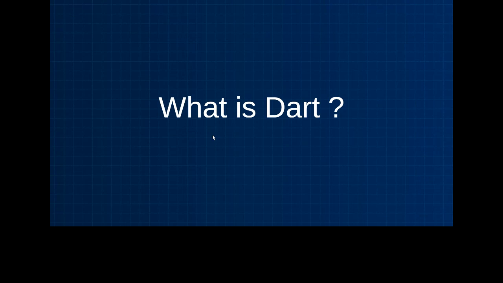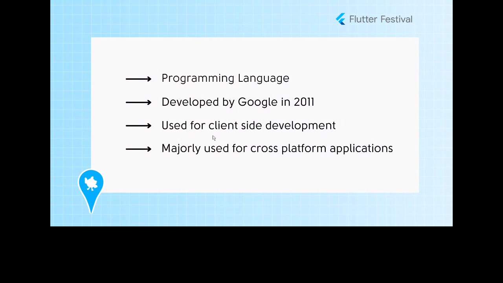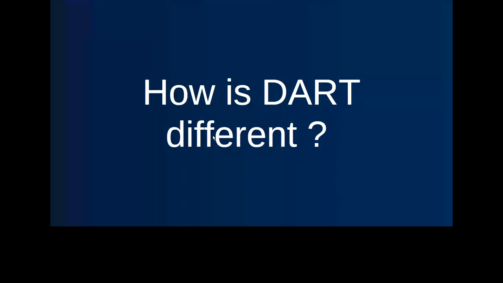First of all, what is Dart? It's a programming language developed by Google in 2011. We discussed this in the last session too. It's a client-side development language, majorly used to develop UI or cross-platform things. This was just an overview of Dart. If someone is new to this session, they can go over these points, and this is very easy to understand. But the main part of today is how Dart is different.